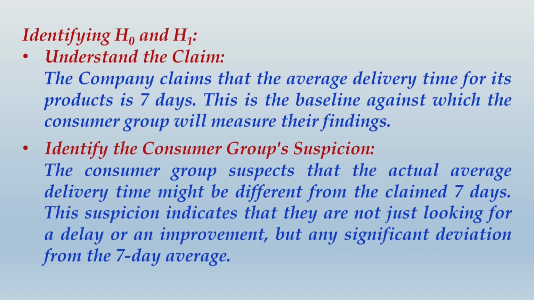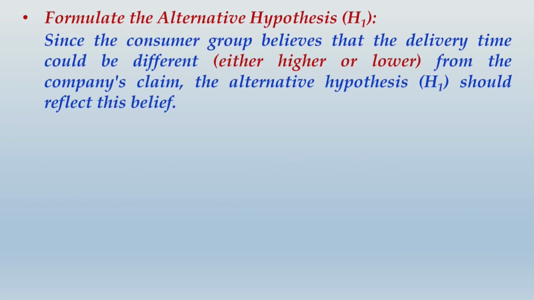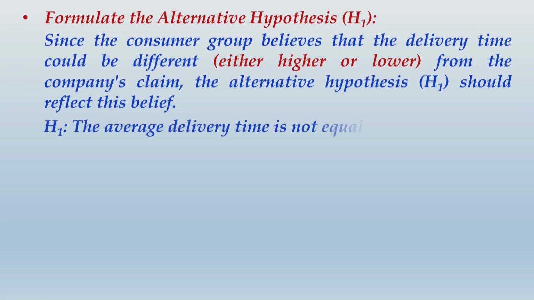Alright friends, once you have completed writing this much, let us move ahead and continue further. Formulate the alternative hypothesis, that is H1. Since the consumer group believes that the delivery time could be different, that is either higher or lower than the company's claim, the alternative hypothesis H1 should reflect this belief. H1 will be stated as: the average delivery time is not equal to 7 days. Symbolically, you can write it as H1: mu not equal to 7 days.